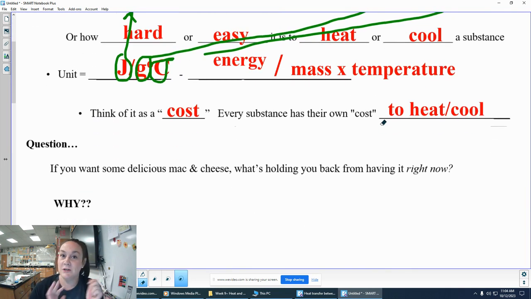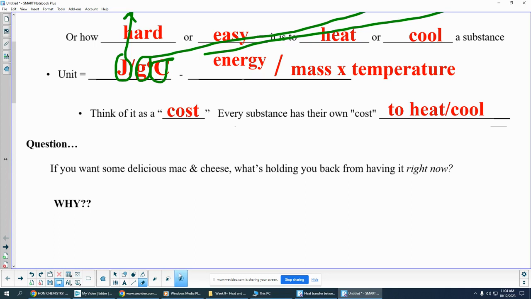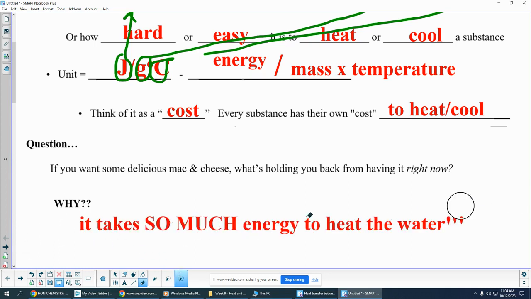So the one thing we're going to talk a lot about is if you wanted to go home and you wanted to make some, not in the microwave mac and cheese, like a real box of macaroni and cheese, what is standing between you and having your delicious mac and cheese? What do you have to wait for? You always got to wait for the water to boil. And you put that on the stove and you watch it and you watch it and you watch it. And the reason why is you could have that on high, but it takes so much energy to heat that water up to get it to a boil. So that is a big cost or a high specific heat capacity.